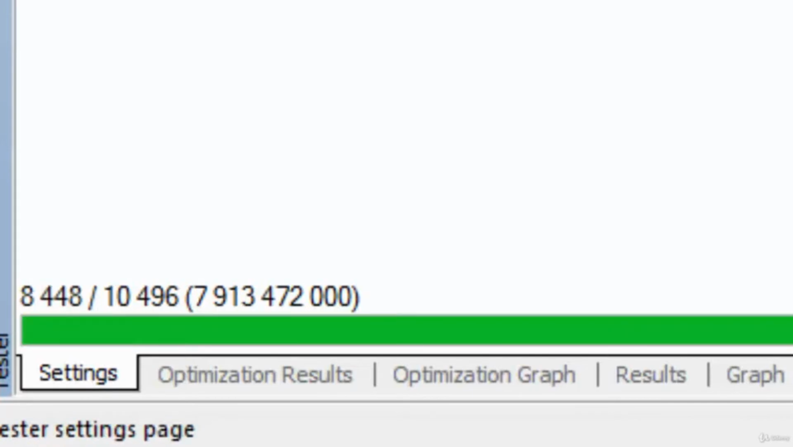Right, the test is finally finished. It didn't take as long as I thought. It was just about an hour. It did 8,448 tests out of 7,900 million, so it's difficult to tell how representative that is, but let's have a look at the results of that test.